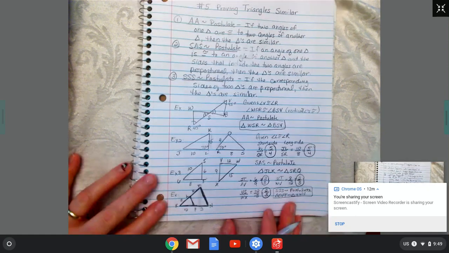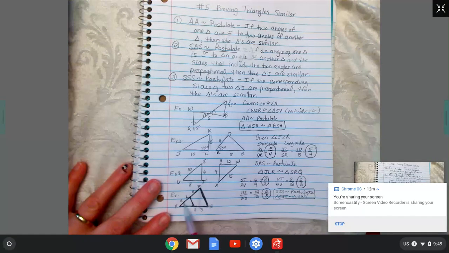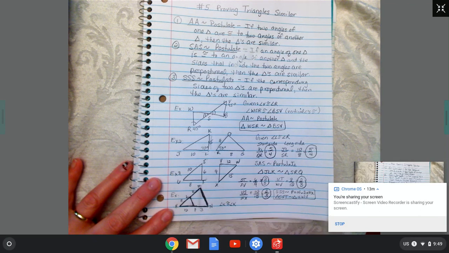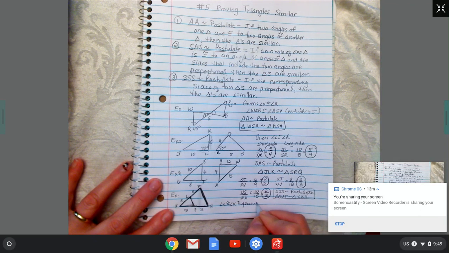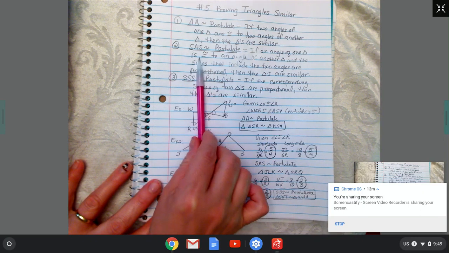Do I have an angle they have in common? The little triangle has angle K, and the big triangle has angle K. So would angle K be congruent to itself? Reflexive. So there I've got a congruent angle, so I could maybe go with side angle side.